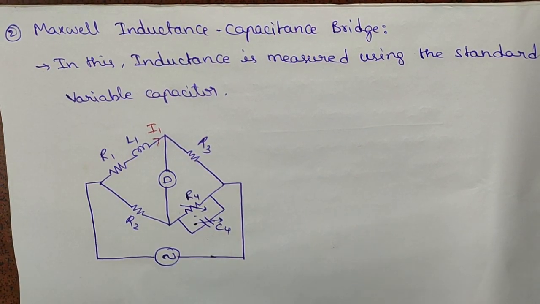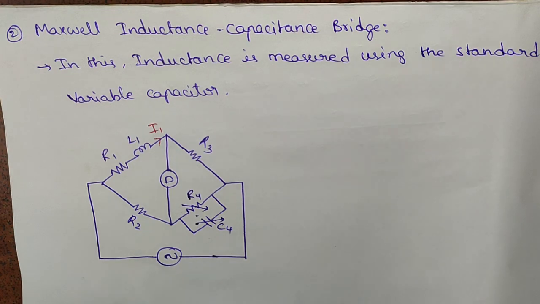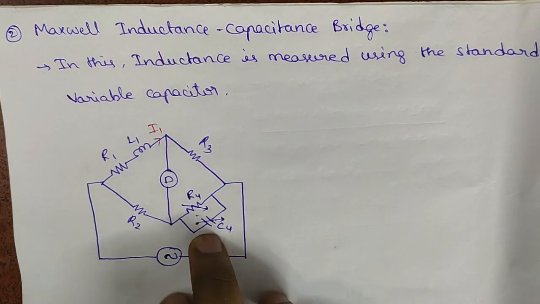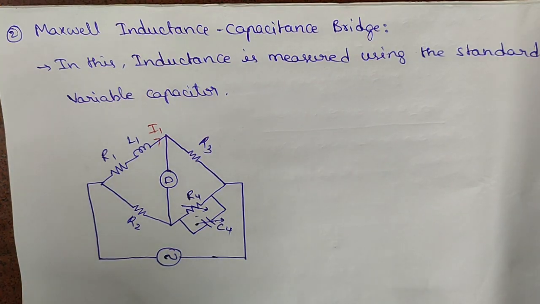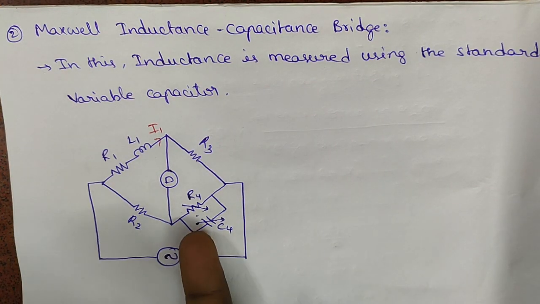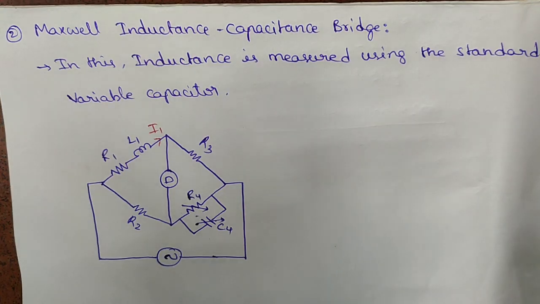Now we are going to discuss Maxwell inductance capacitance bridge. In this the inductance is measured using a variable capacitor. First we will be discussing these circuit parameters, next phasor diagram, next balancing condition.